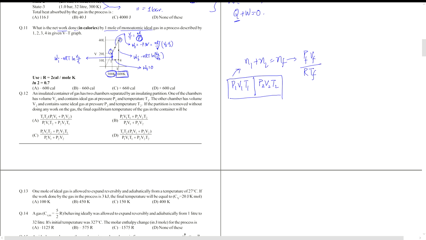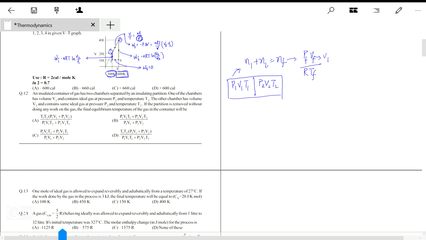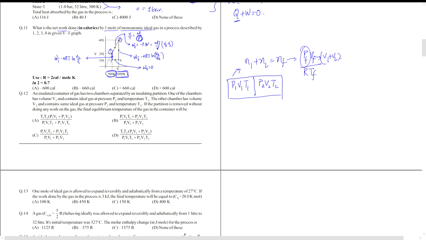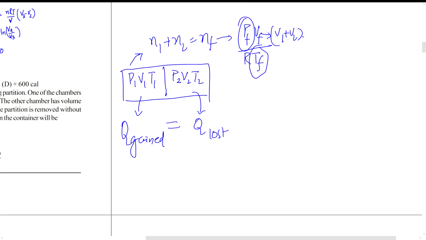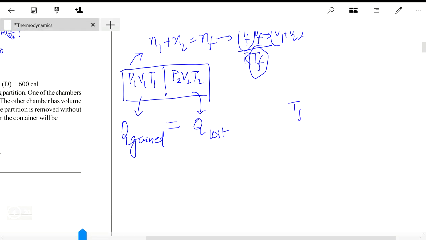So this equation, in this case, will not work because the V final has to be V1 plus V2. So this is known, but both P final and T final are unknowns in this case. So we cannot use this one equation to solve it. Rather, what we'll do is we'll write the heat gained by gas in one chamber equal to the heat lost by gas in the other chamber. For this, we will assume a final temperature T final, which lies between T1 and T2.